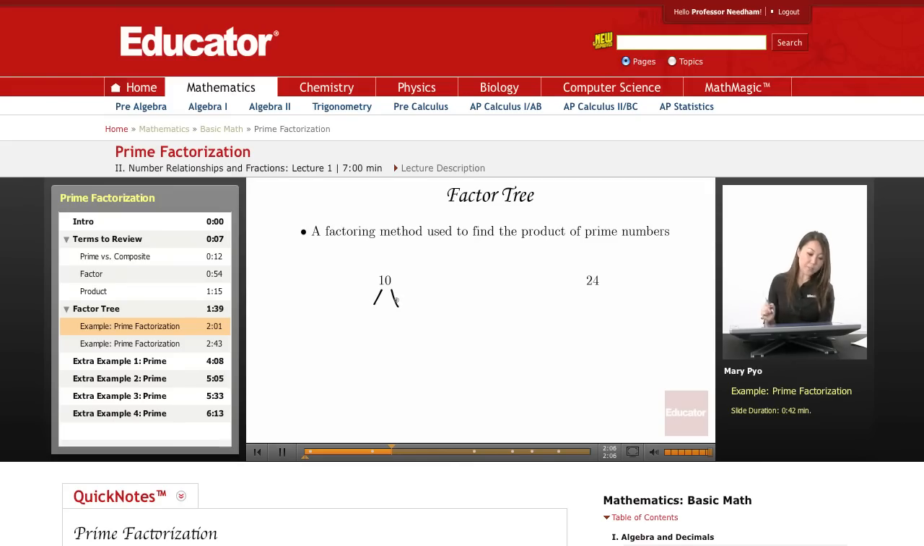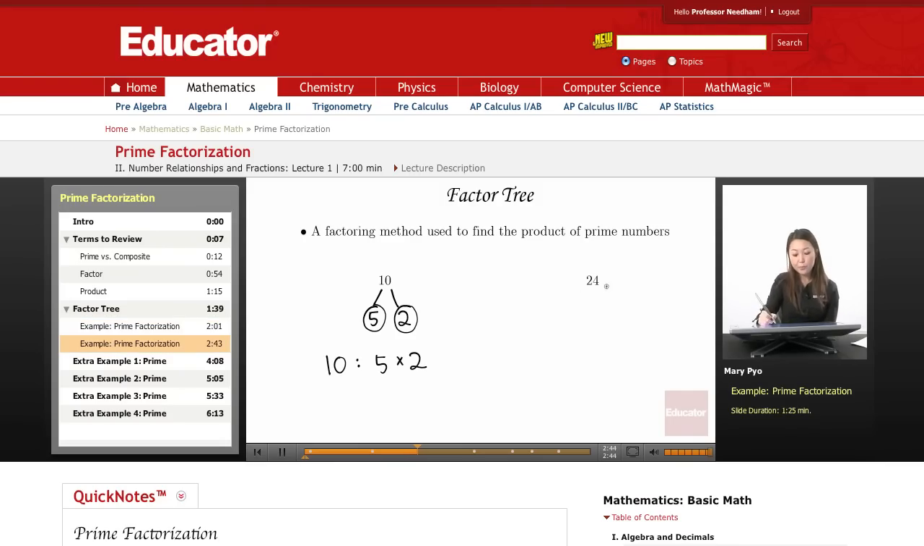I want to break this up into factor pairs. So say 5 and 2. Now once I have a prime number, I want you to circle it. So we know 5 is a prime number. We know 2 is a prime number. Now once all the numbers are circled, we know that we have only prime numbers, and then we are done. So now all we have to do is write out the answer. The prime factorization of 10 would be 5 times 2.